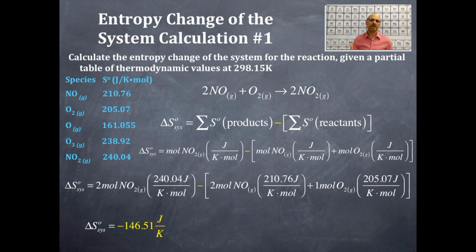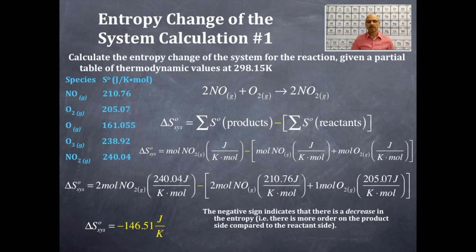Then I ask myself, what does that negative sign mean? I come back to that balanced equation. The negative sign indicates that there is a decrease in the entropy, that is, there is more order on the product side compared to the reactant side. That is characteristic of a combination reaction, by the way. This is seen in the decrease in the total number of moles from 3 moles on the reactant side to 2 moles on the product side, both being gases. I kind of mentioned that already. Hopefully that makes sense for you.